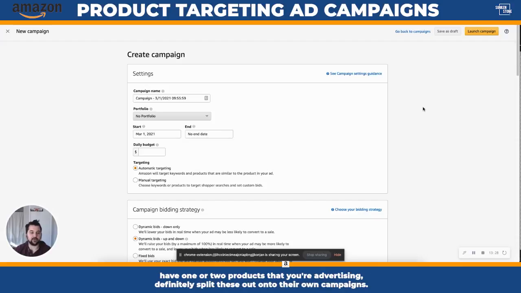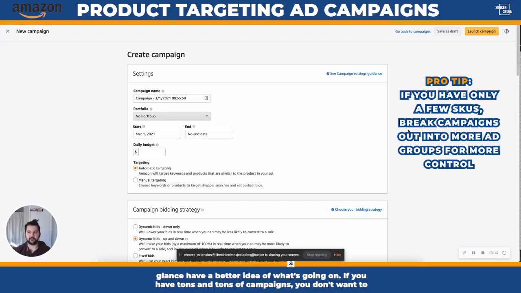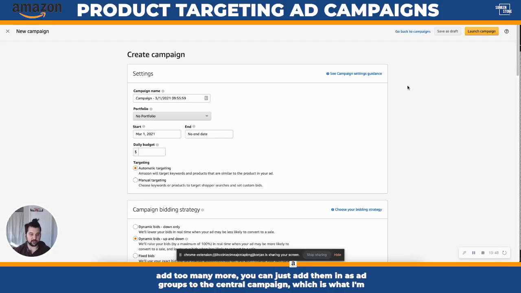But you get better budget controls and a better at-a-glance view. If you only have like 1 or 2 products that you're advertising, definitely split these all out into their own campaigns. You really don't have anything to lose, and you'll have better controls of your budget, and you just have a better idea at a glance of what's going on. But if you have tons and tons of campaigns and you don't want to add too many more, you can just add them in as ad groups to the central campaign, which is what I'm going to do.